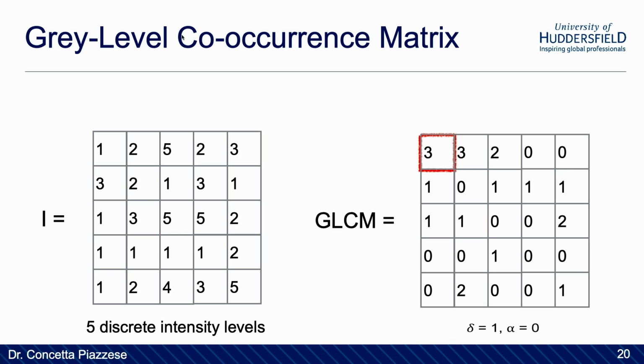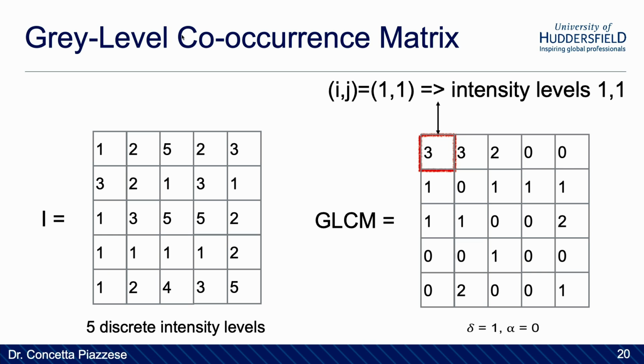I have a 3 there. So basically this 3 is derived by looking at the combination of intensity levels 1, 1 in my original image. If we have a look at my original image on the left, I have a combination there, another combination there, and another combination there. And that's how I get the 3.